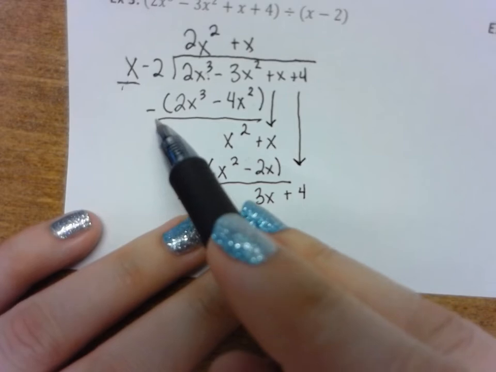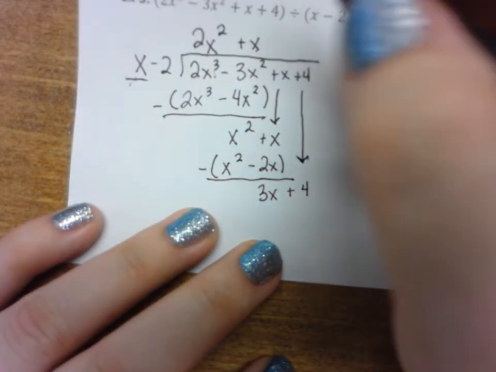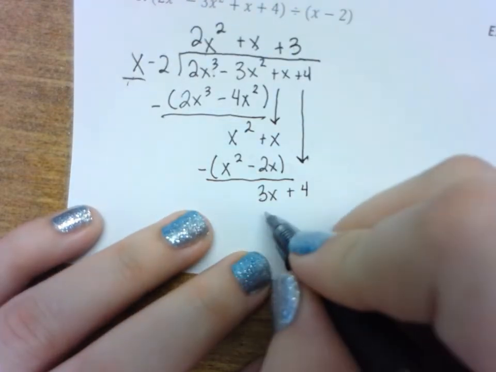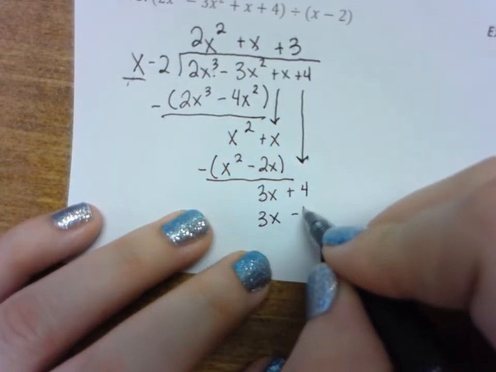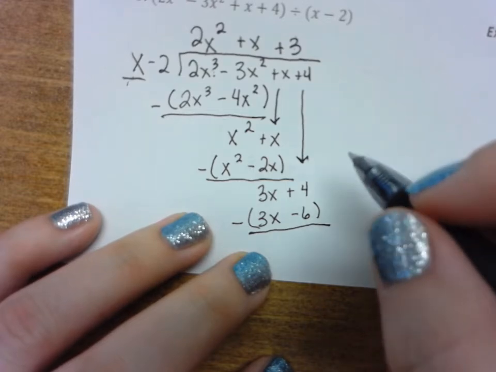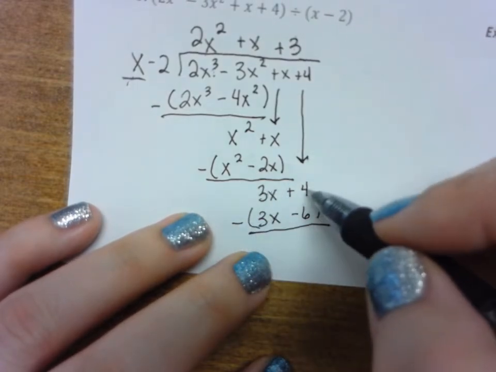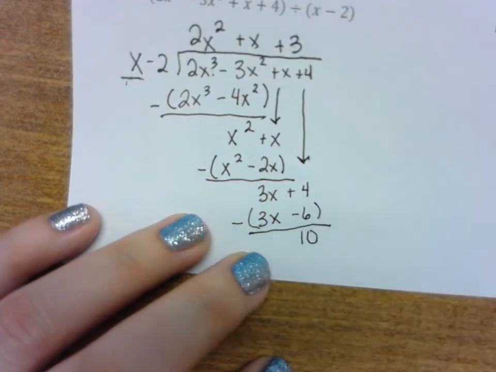All right, first term into first term. What do you need to multiply x by to get to a 3x? And that is plus 3. 3 times x is 3x. 3 times a negative 2 is minus 6. Subtract the whole piece. So this is going to cancel, 3 minus 3. But then 4 minus a negative 6 is a positive 10.